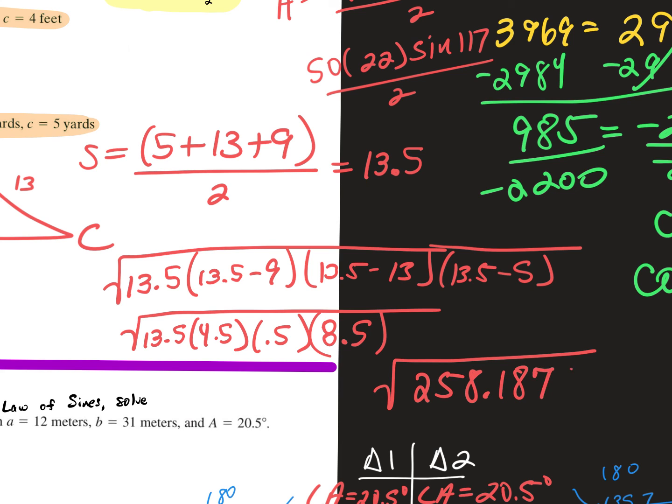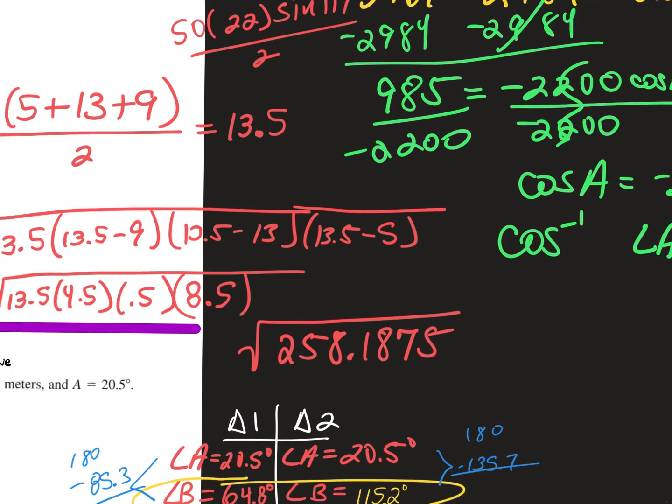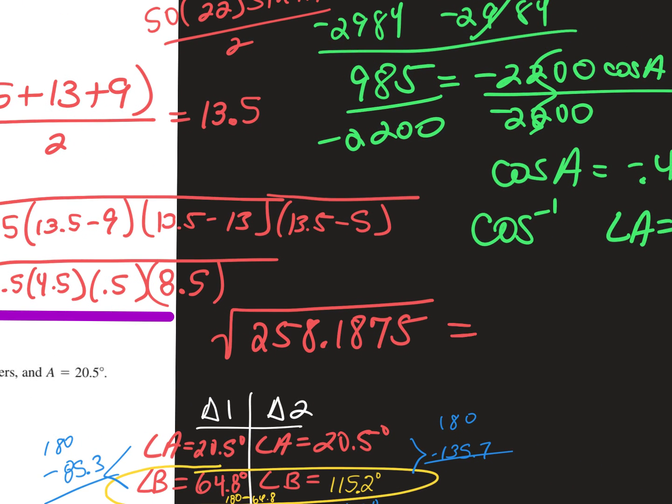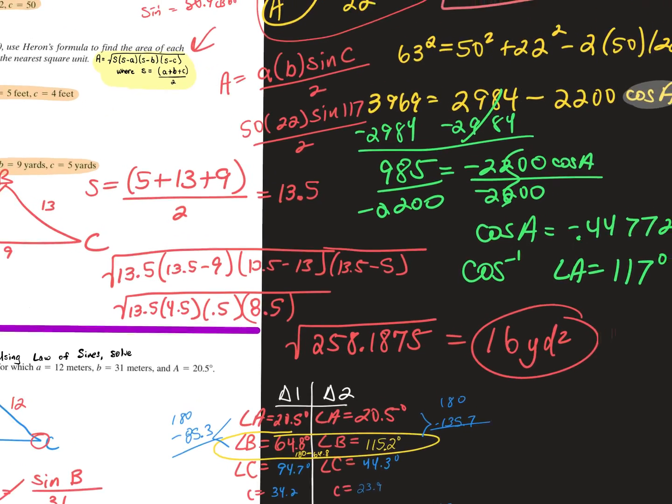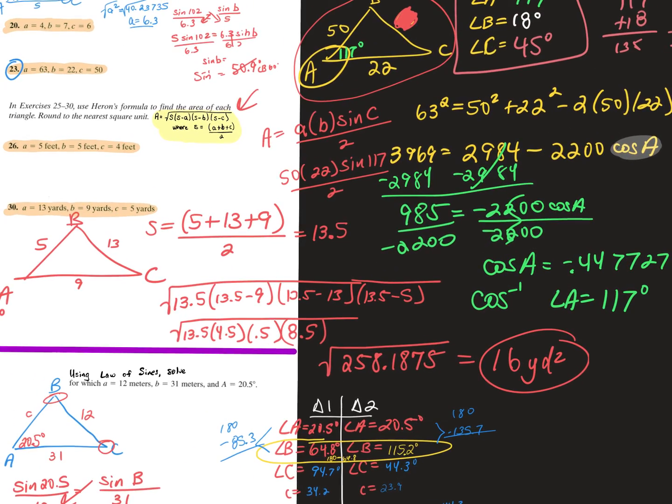258.1875. Now, some people in my last period did that. They didn't write it down, though. They multiplied on their calculator, then they hit second, x squared, second, answer. And if I round that to the nearest whole number, I get about how much? About 16 yards squared, because we're talking about area. It says to the nearest square unit.